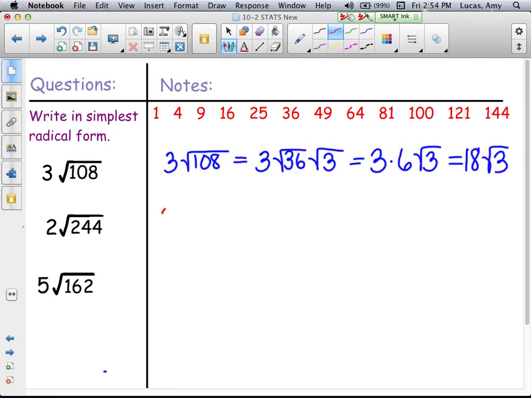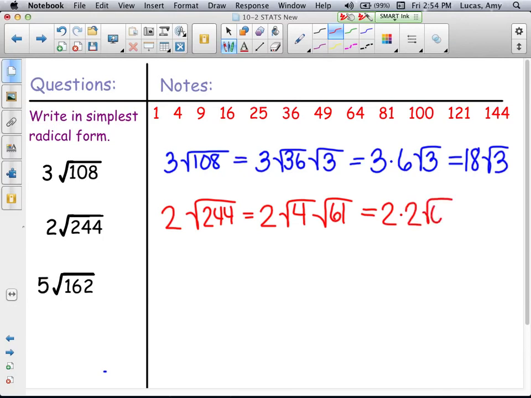Next one, 2 times the square root of 244. The square root of 244 is, let's see, what factors into 244? Four. So we can use 4 times 61. The square root of 4 is 2. So 2 times 2 is 4. 4 times the square root of 61.